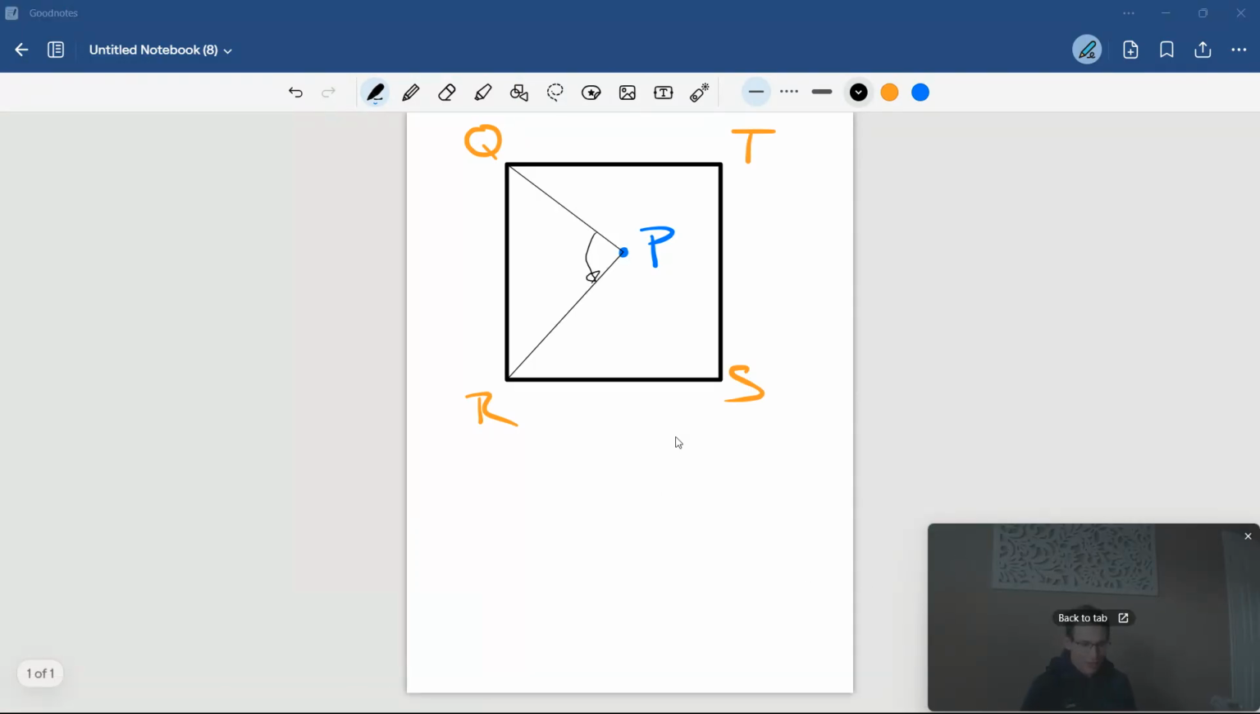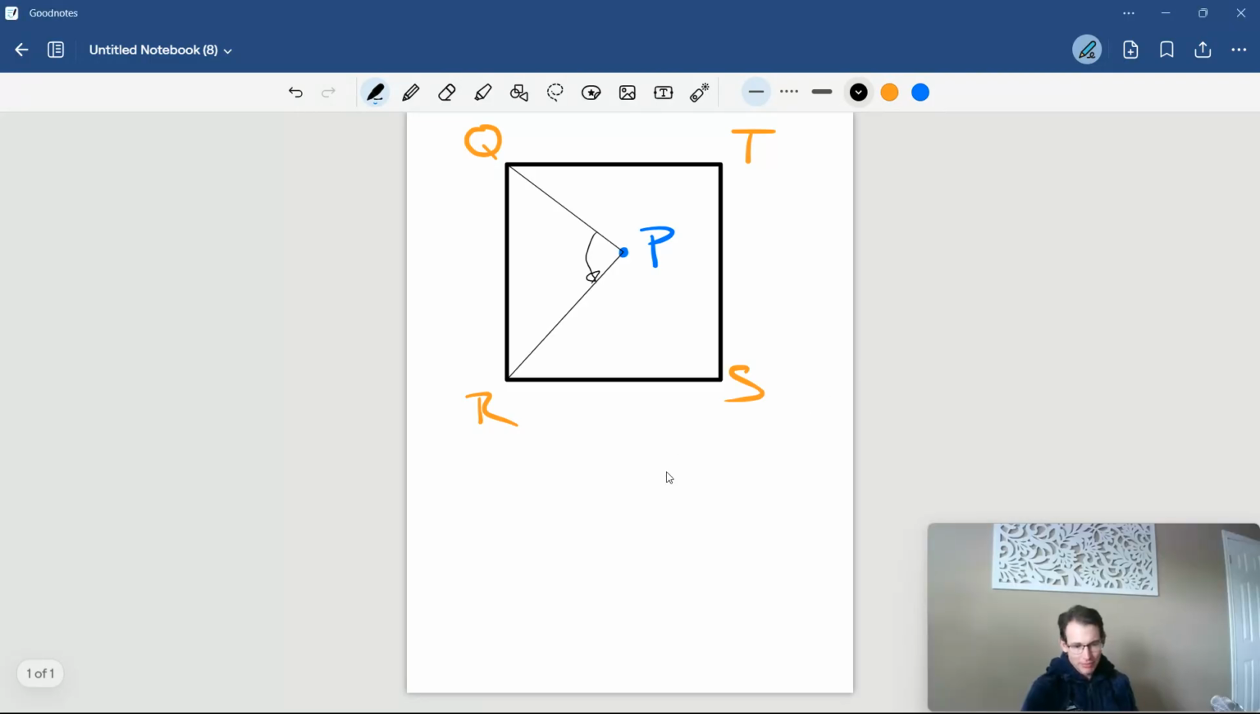To know if that's acute or not, we really just need to think about where P is. If P is way out there, it's clearly acute, right? If I pull P in here, it's clearly obtuse.